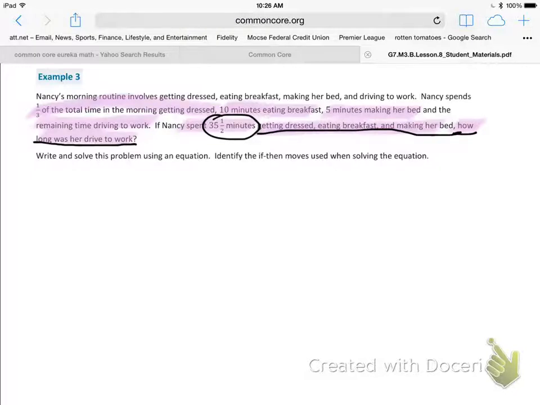So go ahead and write and solve this problem using an equation. Identify the if-then moves used when solving the equation. Don't worry about any properties that you might be using, but just focus on those if-then moves. And when you're making if-then moves, you are making zeros and you're making ones. That's what you're doing. So go ahead and try to put these pieces together. You can see some of the numbers that we need. All right, and come on back.